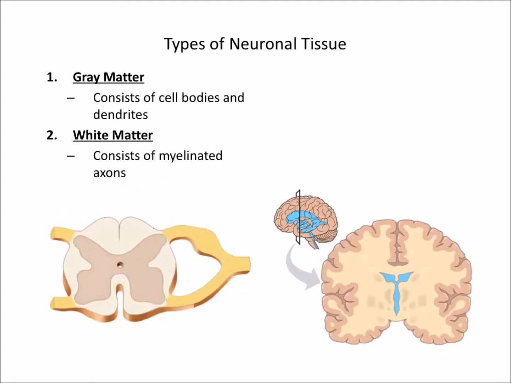Next, taking a look at a cross-section of the brain, you can see that the outer part of the brain consists of gray matter, and the inner part of the brain consists of white matter.